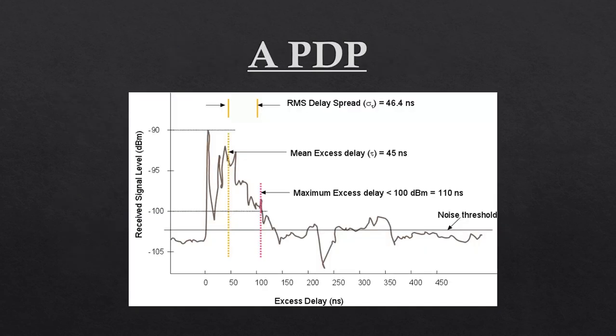Here is a picture of a normal PDP. As we can see, the RMS delay spread has been calculated through a formula which is usually given, and also the mean excess delay and the maximum excess delay. These are quite helpful in determining what type of channel we have, and what kind of fading, small scale fading or large scale fading, our channel is facing.